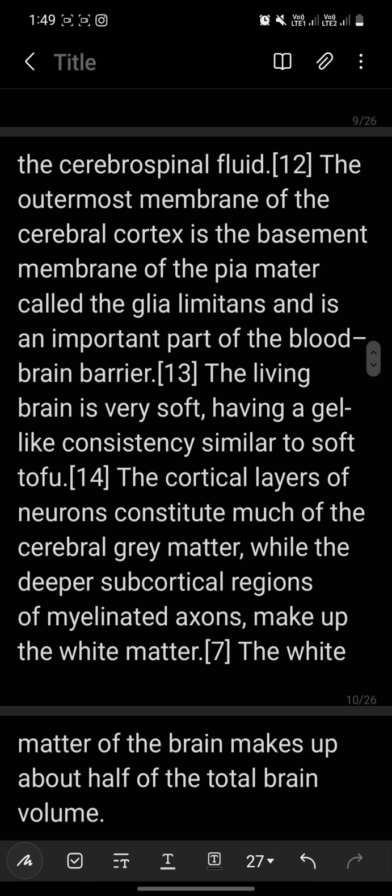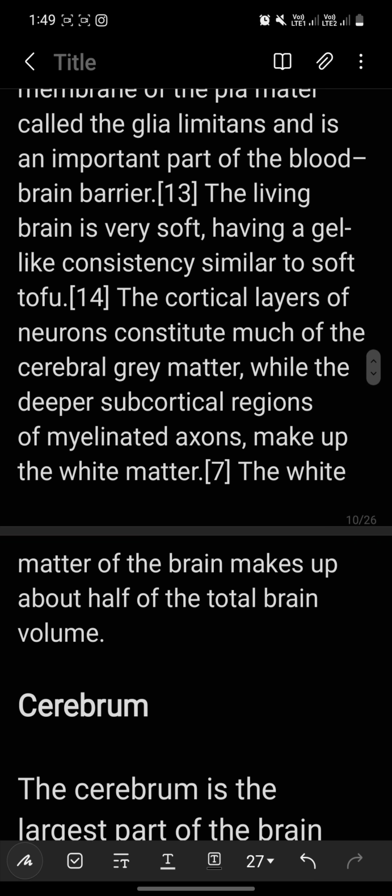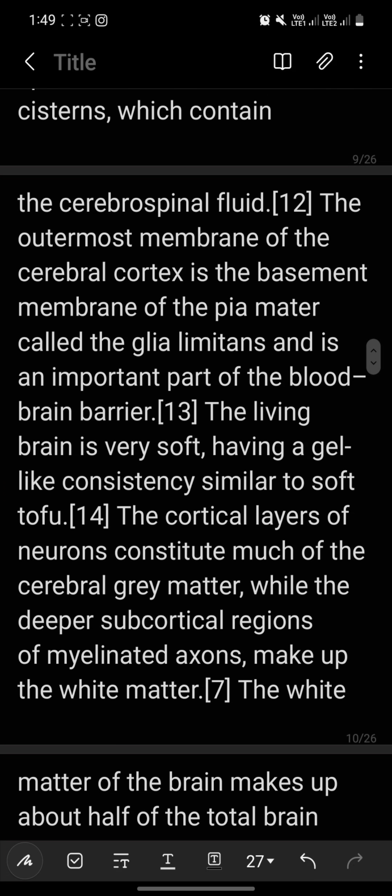Today I will tell you about the second part of the human brain, the cerebrum. The outermost membrane of the cerebral cortex is the basement membrane of the pia mater, called the glia limitans, and is an important part of the blood-brain barrier.